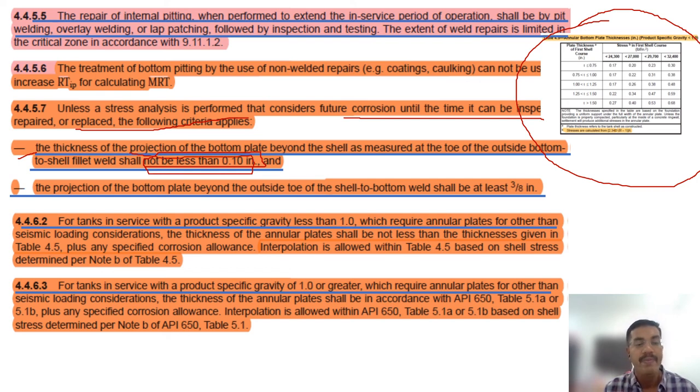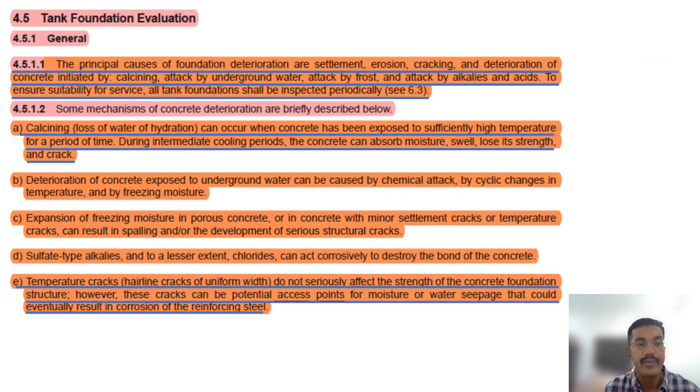For a tank in service with a product specific gravity less than 1, water specific gravity being 1, so it is lighter than water, which requires annular plate for other than seismic loading consideration, the thickness of annular plate shall not be less than the thickness given in Table 4.5. This is Table 4.5. That's why I told you sometimes it will be an open book exam.